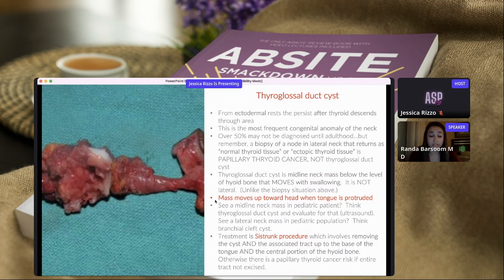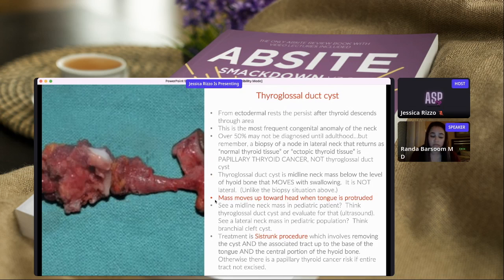Thyroglossal duct cysts are actually very heavily tested. I've seen at least a couple of questions. So important things to know about these are it's a mass in the neck. It's always in the center of the neck, and it moves up and down with tongue protrusion. It has to do with the embryological development of the thyroid and the tongue.